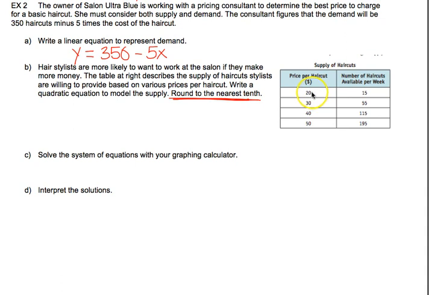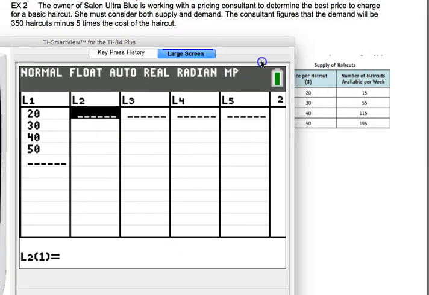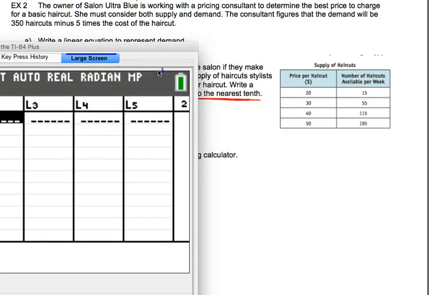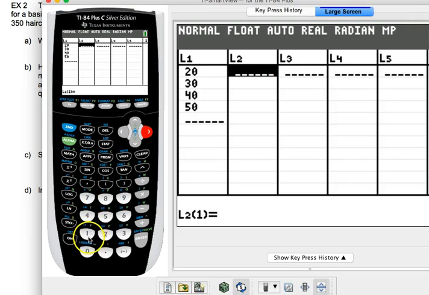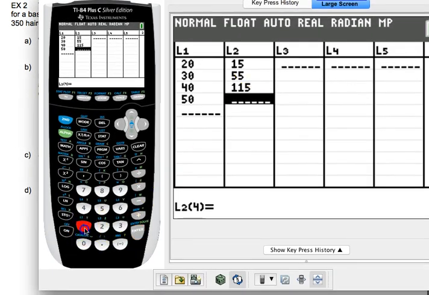So X data 20, 30, 40, 50. We're going to enter that in our L1. So 20, 30, 40, 50. Then I'm going to scroll over to L2 and input that data. So we've got 15, 55. Then I think it was 115. And the last one is 195.